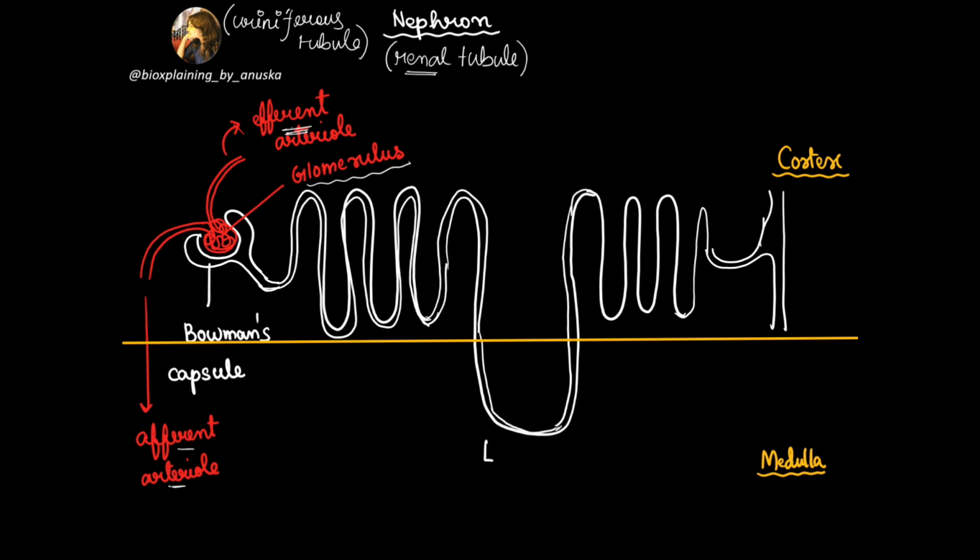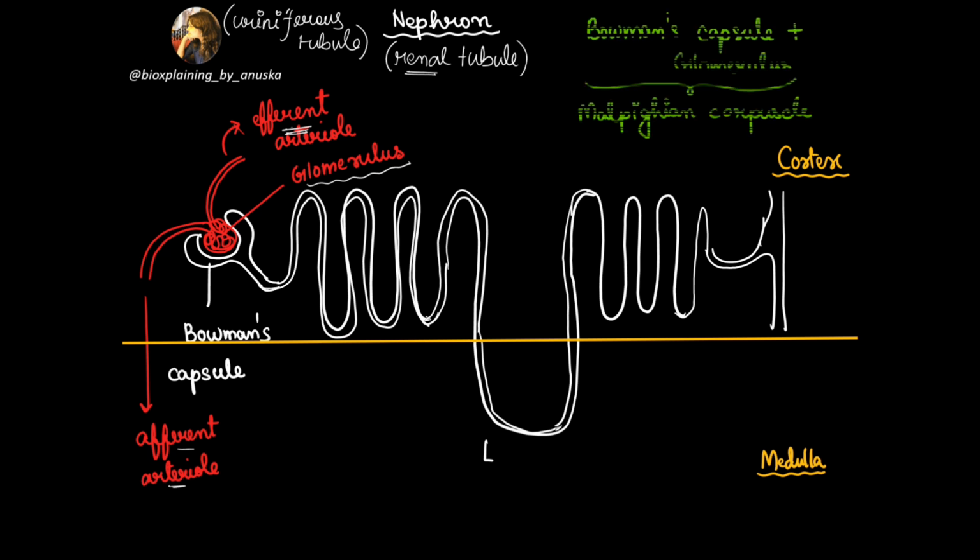There a certain process happens and the other parts of the blood move out or away from the nephron via the efferent arteriole. This Bowman's capsule and the glomerulus are together known as the Malpighian corpuscle, or the Malpighian capsule in simple words. The next part that we are concerned about is the part which is close to the Bowman's capsule and which is highly convoluted.